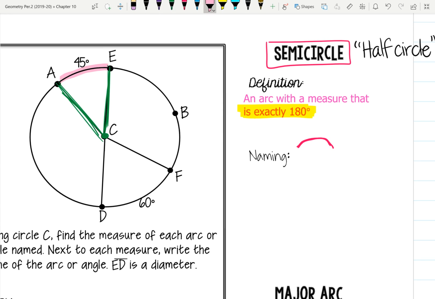I need 3 letters. I'll go back to this one. Since I'm starting on E and I'm working my way down to D, I'm going to call this semicircle EAD. And that's what I'm going to write here, EAD with this new arc symbol, like that. It's kind of like a line segment symbol, but it's curved instead. EAD. Or I suppose I can go in the other direction. What if I started down here on D and went up? I could call this DAE, arc DAE.